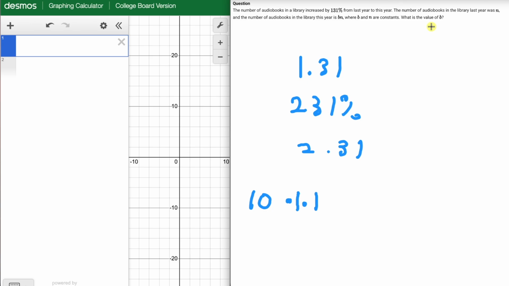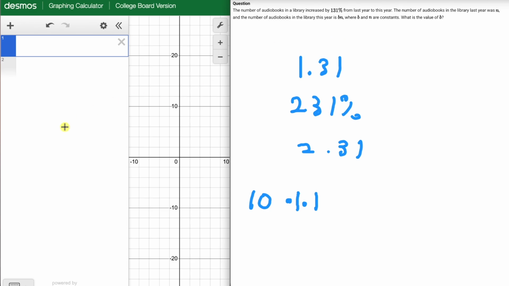To further explain this problem, the old number of books is N and the new number of books is Bn, meaning it's this many times greater. If it increased by 131%, then you add the 100% to this, so it's 231% of the old one. You'd convert to a decimal because it's just multiplying by N. Now, let's look at the next problem.